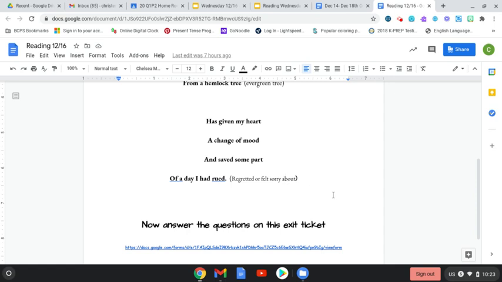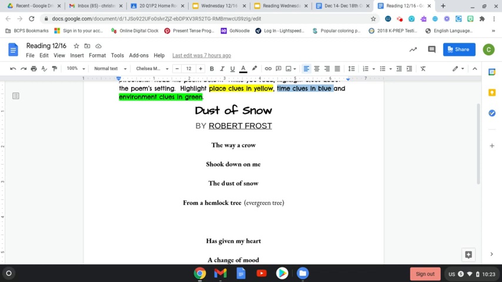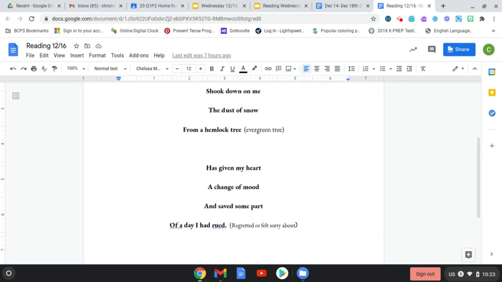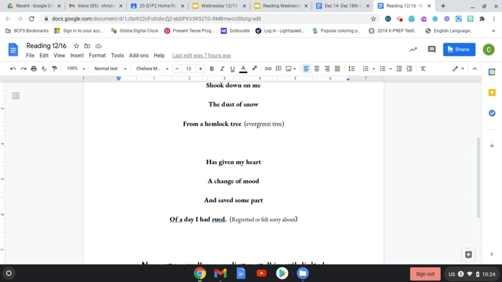Now, one thing that I think that we may struggle a little bit with is maybe the time clues. And I'm just going to point out to you that this is a past tense word: of a day I had rued, of a day I had regretted or felt sorry about. So think about if it's past tense, would it be the beginning of the day, the middle of the day, or the end of the day? Okay. So hopefully that helps you a little bit with figuring out the time.